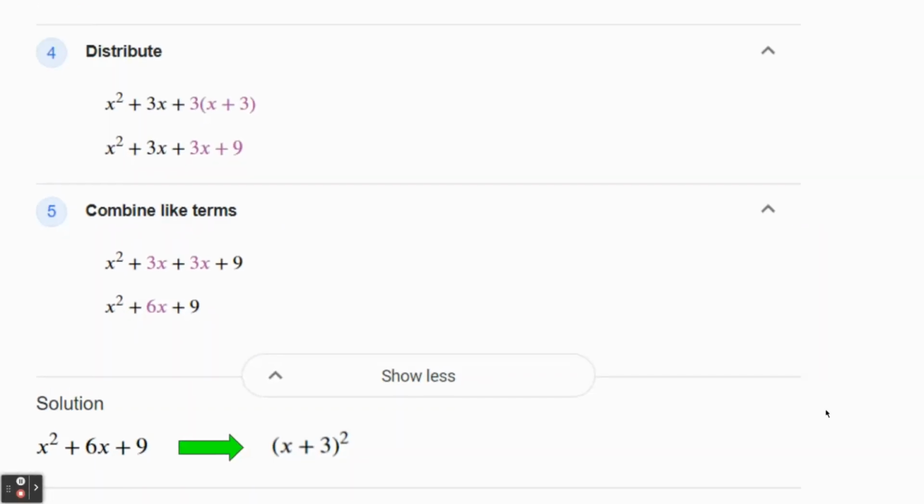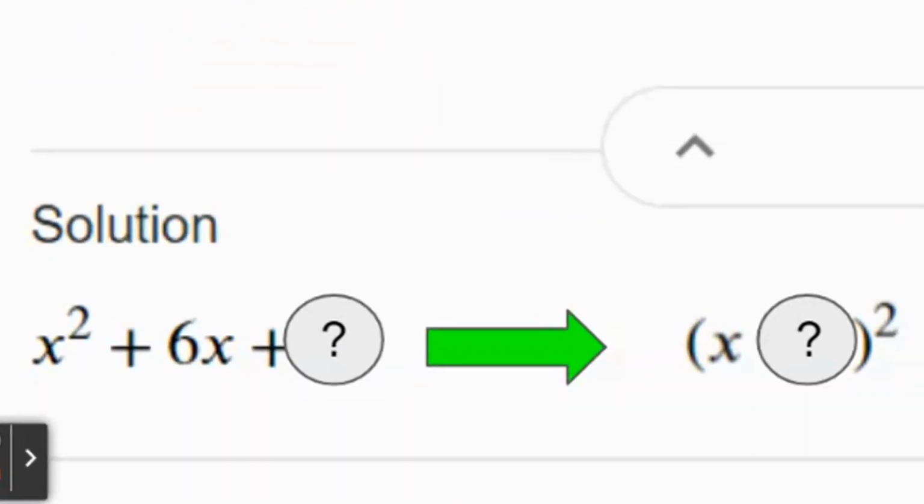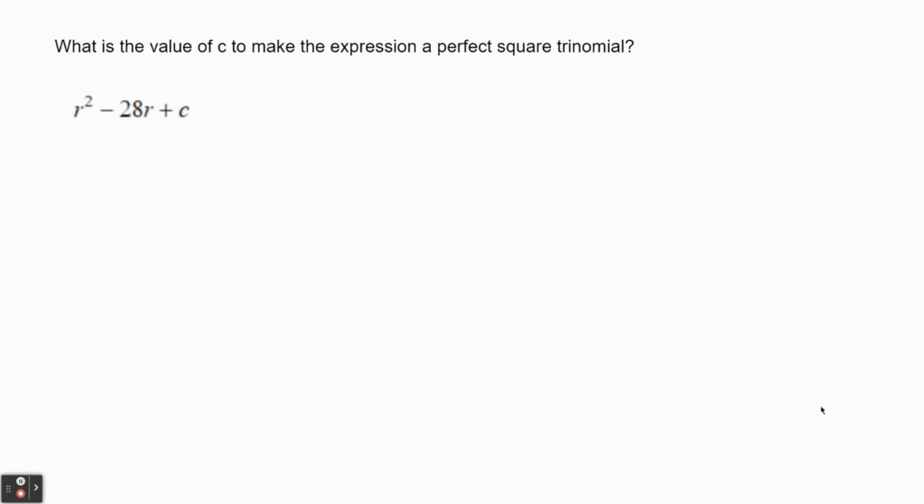But for right now, I'm going to ask you a question: what could we put for the c value that would make it a perfect square trinomial? What would go in there? So let's try an example. Here I have r squared minus 28r plus some value c, and I want to know what value of c would actually make this a perfect square trinomial.